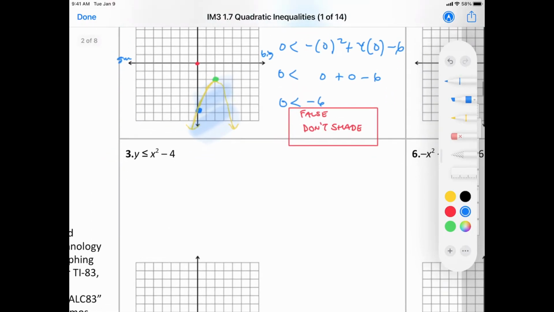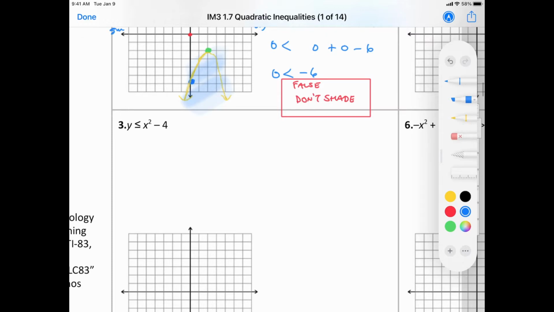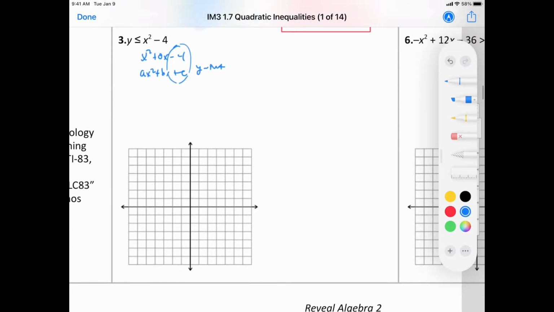Okay, let's go ahead and do number 3. Notice that this one has no b value. So my c is my y-intercept here. My a value is positive, so it's going to open up. When there is no b value, that essentially means it's going to go through the origin, but it'll just shift down 4 units with that -4.